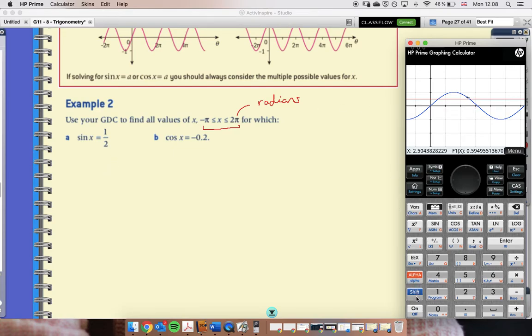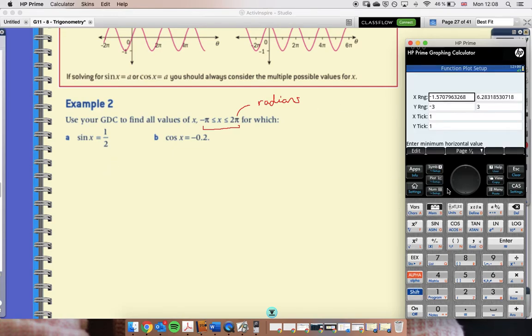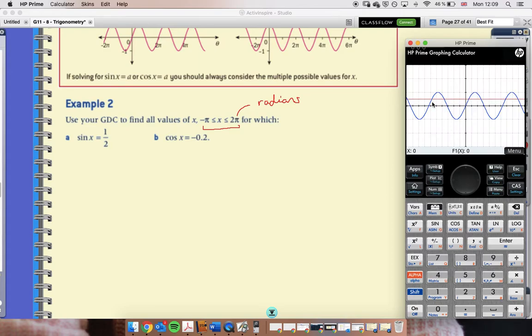However, if I had a different window, slightly different window, I'm going to get more solutions. I've now got 1, 2, 3, 4, 5, 6, 7 on my screen at the moment. So I have to be mindful of this domain. I'm only going to go down to negative pi for my solutions, and I'm only going to go up to 2 pi.